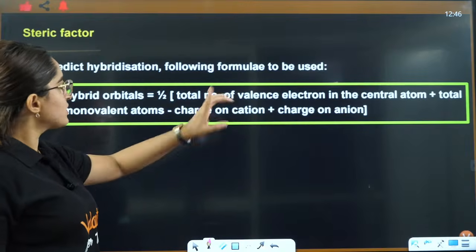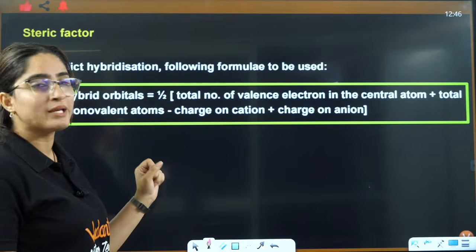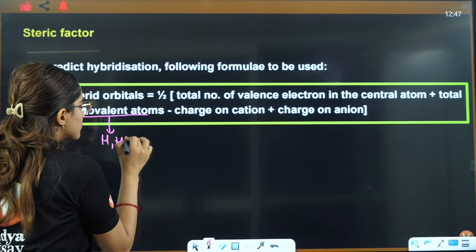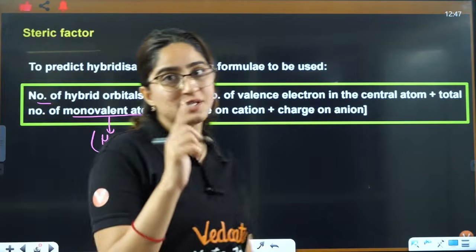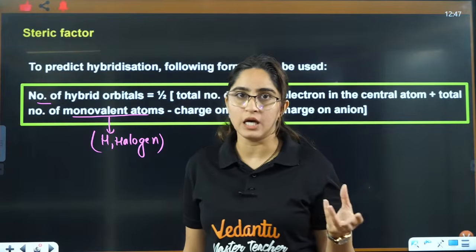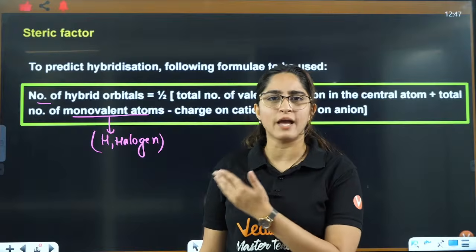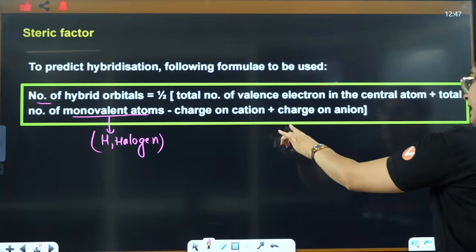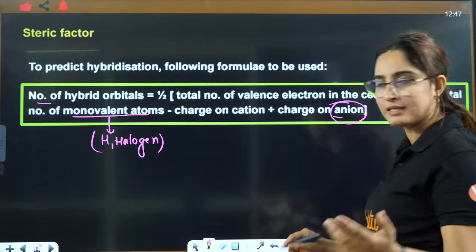Number of valence electrons divided by 2, plus the total number of monovalent atoms divided by 2. Monovalent atoms can be either hydrogen or halogen, that means those which have valency 1. Hydrogen has valency 1, and metals of group number 1 also have valency 1. But usually you will not have group 1 metals, so I am just writing hydrogen and halogen. Minus the charge on the cation. If there is a cation, the charge will be subtracted. If there is an anion, the charge will be added here.